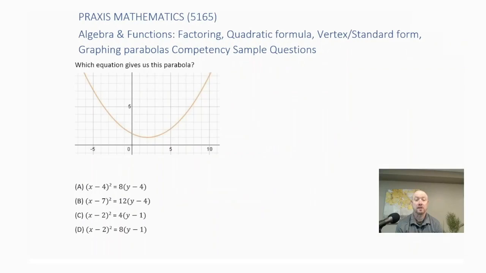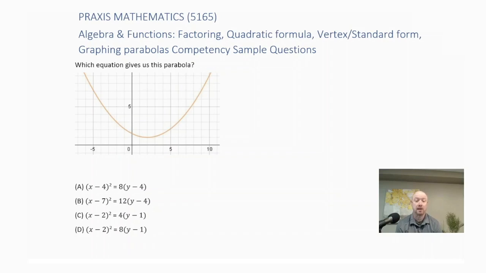Which equation gives us this parabola? Is it A, (x minus 4) quantity squared equals 8 times (y minus 4)? Is it B, (x minus 7) quantity squared equals 12 times the quantity (y minus 4)? Is it C, (x minus 2) quantity squared is equal to 4 times (y minus 1)?